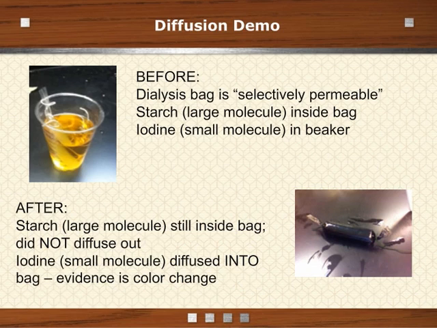We also have evidence that the starch molecules did not move out of the bag. They stayed in the bag because they were too big to pass through the dialysis membrane, since it was selectively permeable. The solution in the cup actually stayed the yellow-orange color. So once again, in this demonstration, the dialysis bag represents a cell, and the molecules moving through the membrane, iodine, represents cell transport.